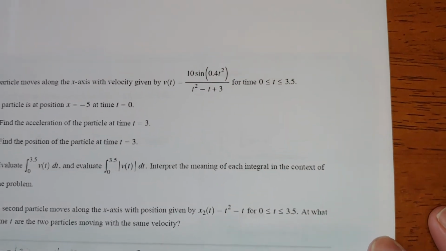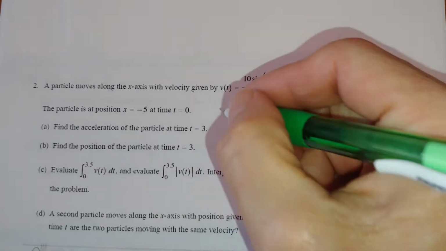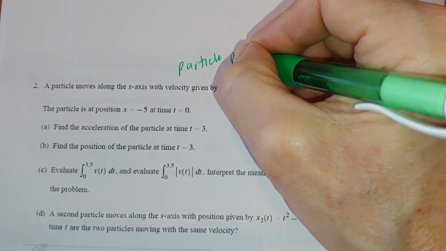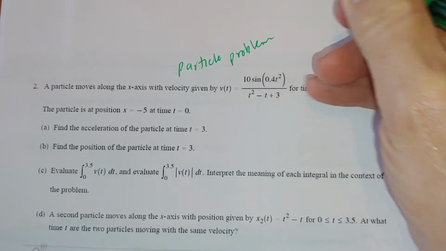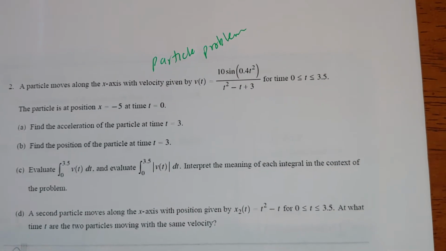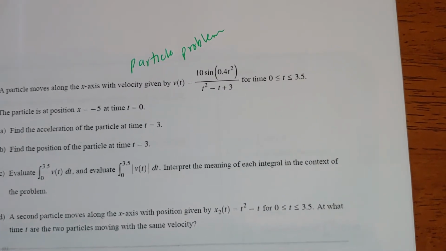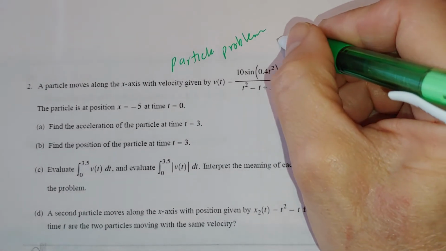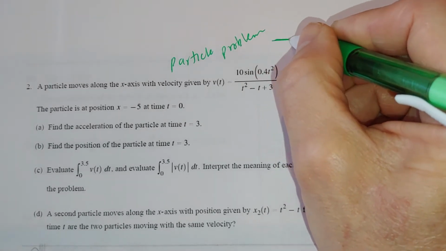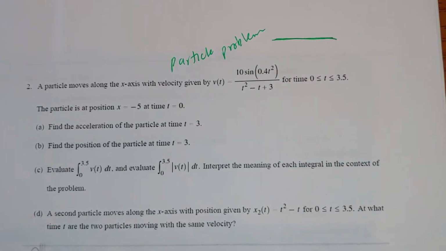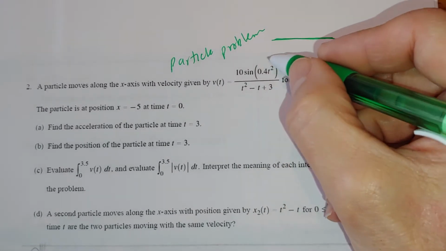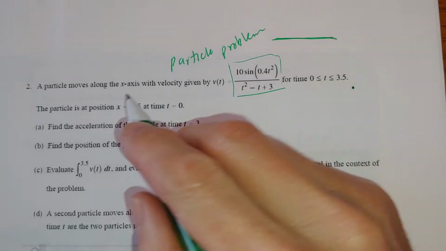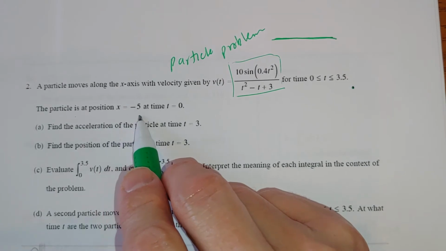Question number 2. Question number 2 is our classic particle problem, or position or movement problem. So very likely you're going to have some sort of position or particle problem on your test. Let's read the prompt. A particle moves along the x-axis. So again, it's like the 2019. We have a particle that's simply going back and forth along the x-axis. And the velocity is given to be this function right here, which is not really scary because we have a calculator. The position at x equal to -5 is 0.